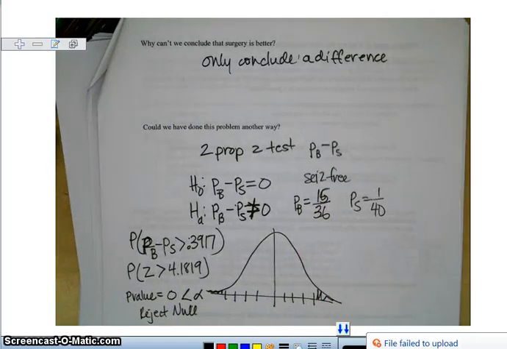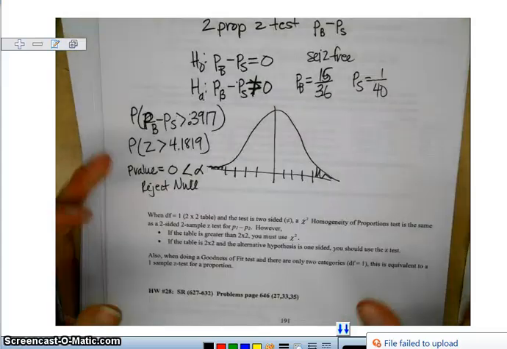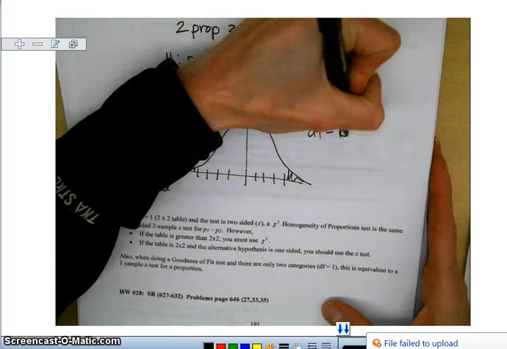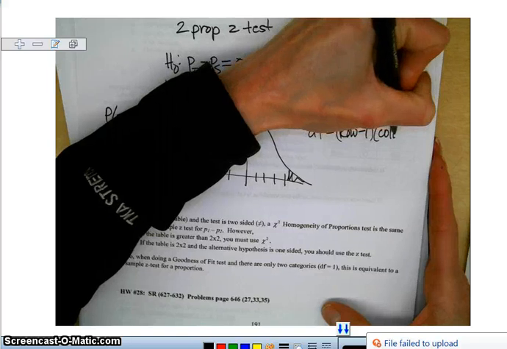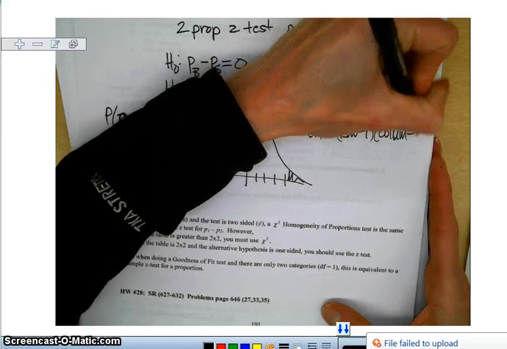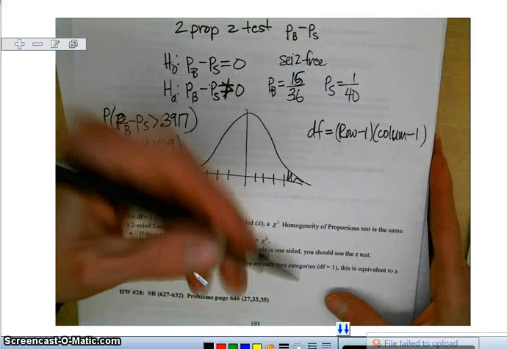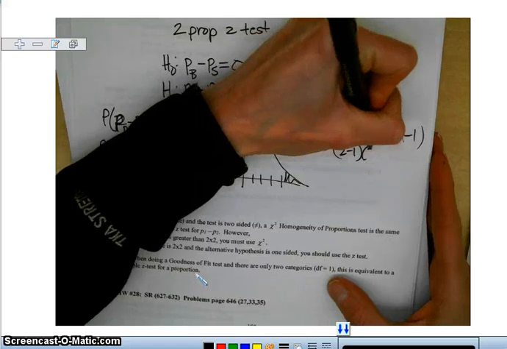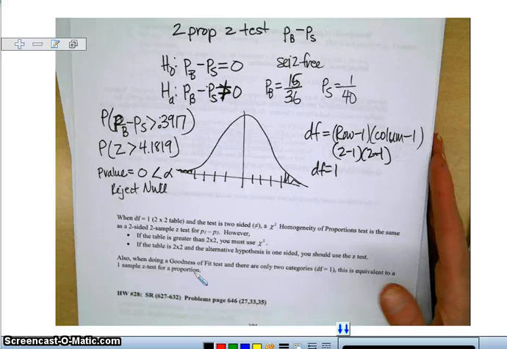All right, so when degrees of freedom is 1, degrees of freedom, we never really talked about that. Degrees of freedom is row total minus 1 times column total minus 1. All right, so I had 2 rows and 2 columns, so 2 minus 1 times 2 minus 1, well, that's 1. That's how we get 1 degree of freedom.